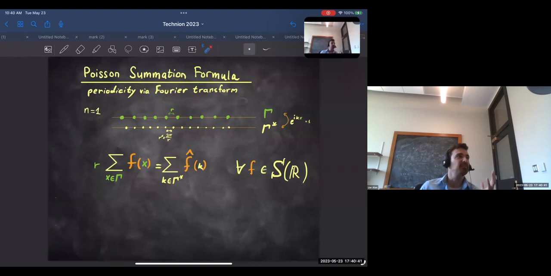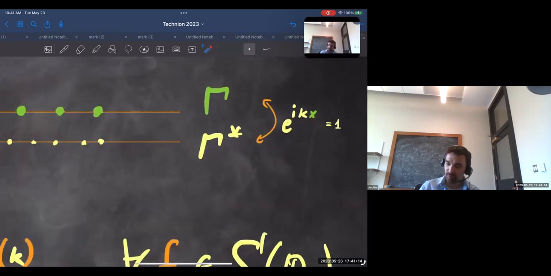So first, let's discuss the relation between Fourier transform and periodicity. And this relation is coming from the Poisson summation formula. So the Poisson summation formula tells us that if you have a periodic set, in this case, we're in dimension one, so you just have some kind of an arithmetic progression, a set with points which are equally spaced, and you can define the dual set to be: if x are the points in my set gamma, then k are going to be all the points in my set gamma star such that e to the ikx equals 1 for any x in gamma and for any k in gamma star.